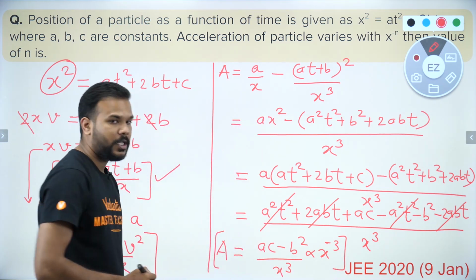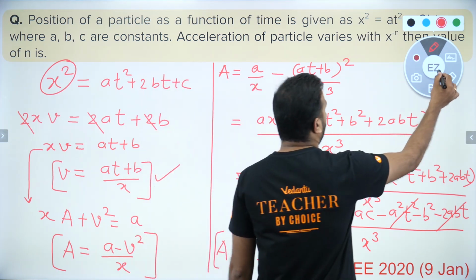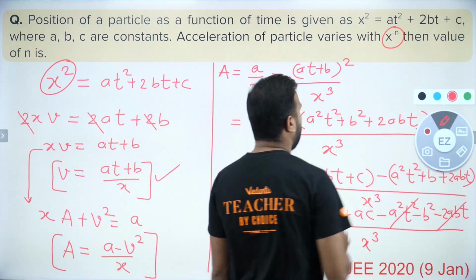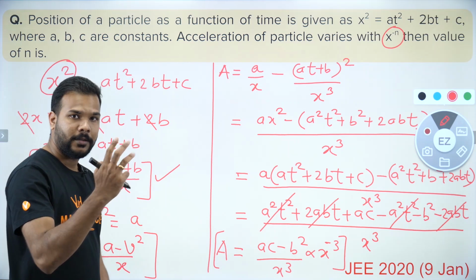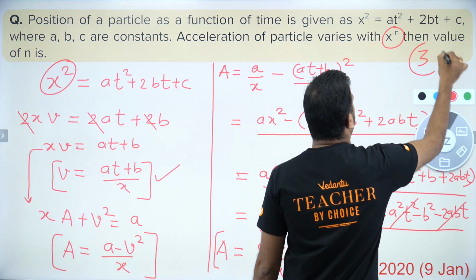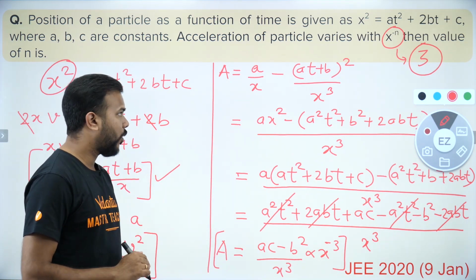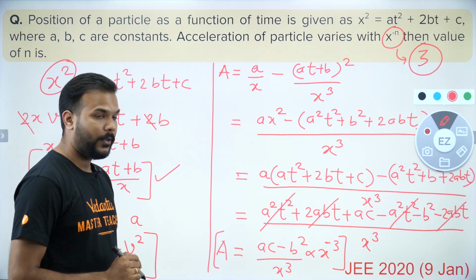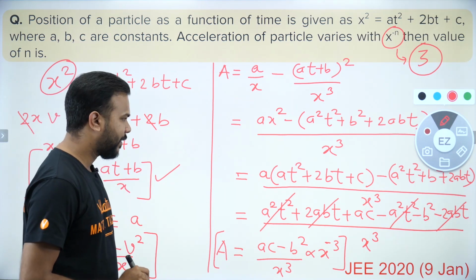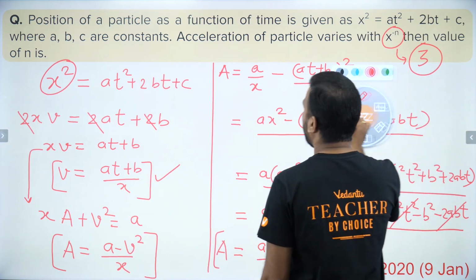Which means what guys? The answer to this question, which is to be compared with x to the power minus n, is 3. Okay, so what's the answer to this question? It's 3. When you compare this with that, we get the value of n as 3. Interesting question. As I told you, it's not difficult, but again a time taking and lengthy question.